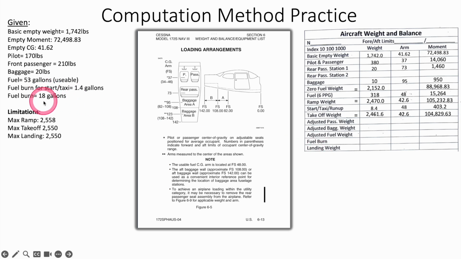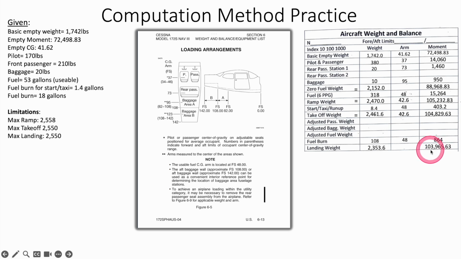In this example, we're going to use 18 gallons of fuel burned during this flight. 18 times 6 is 108, times the same 48 inches, and we get a moment of 864. And so since we're burning this fuel, we're burning that weight essentially. We're going to subtract this from the takeoff weight. Then we get a landing weight of 2,353.6 pounds. We're going to subtract this moment from the above.